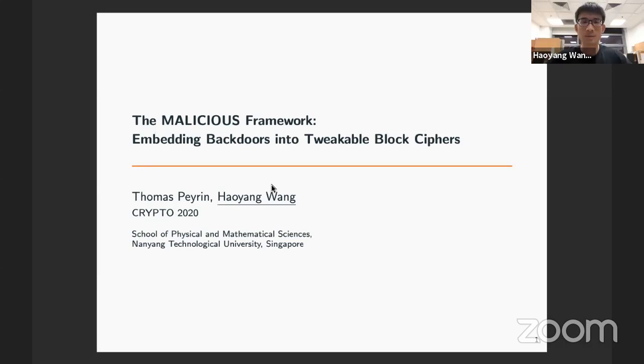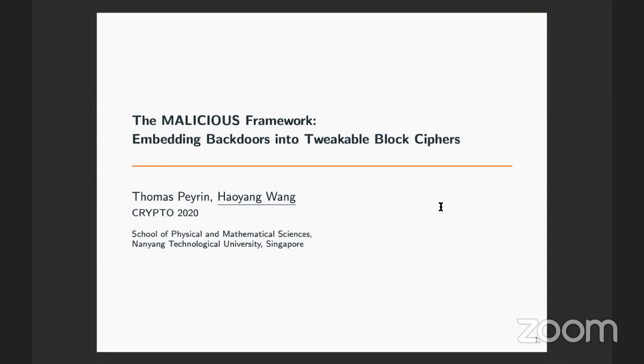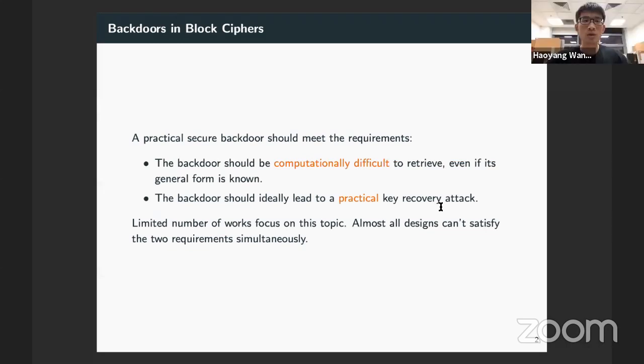I'm Hao Yang. I'm going to talk about the malicious framework, embedding backdoors into tweakable block ciphers. This is a joint work with Toma. A backdoor of a block cipher should help the one who knows it to break the cipher. And as a designer of the backdoor, we also hope that the backdoor should satisfy the following requirements. Firstly, for anyone who doesn't know the backdoor, it should be computationally difficult for him to retrieve the backdoor, even if the general form is known. Secondly, if someone knows the backdoor, then he could use it in an attack and recover the secret key practically.